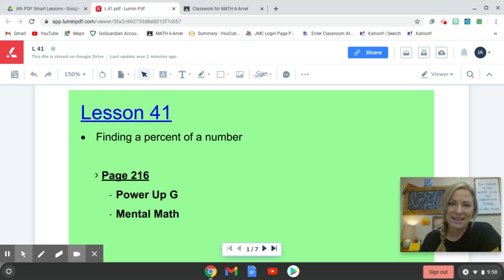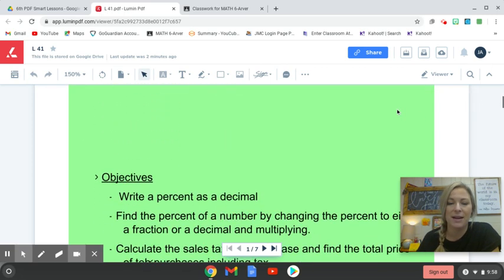Hi everybody, today's lesson is lesson 41 and it's finding the percent of a number. This is a really important real life math skill to understand how to do for lots of reasons, but without further ado, let's take a look at our learning targets for today.